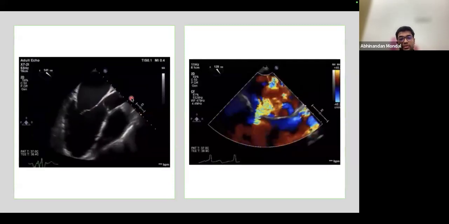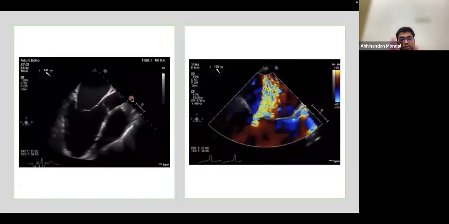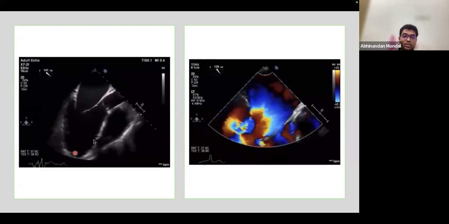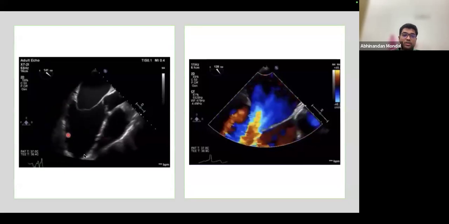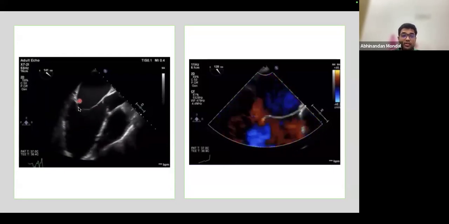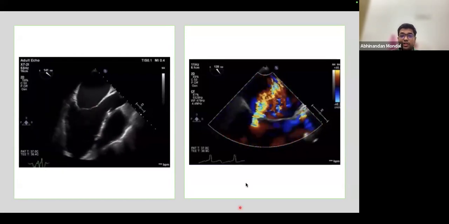Now look at this image. Look at the size of the LV. It is enlarged, right? And also there is a distinct wall motion abnormality. There is reduced mobility. There is a gross hypokinesia that you can see over here, and you can see the mitral valve leaflet. Now you have put color Doppler and enlarged it. You are seeing this image.